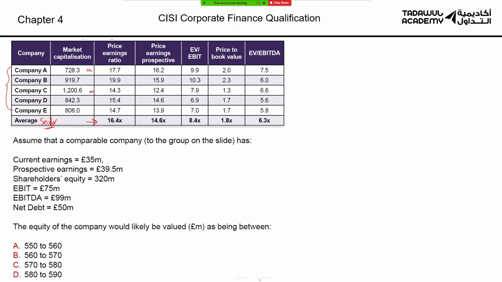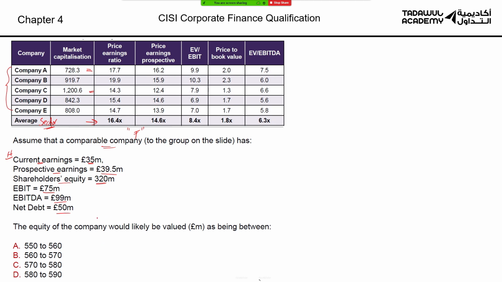So here's a quick question. Assume that a comparable company, in this case let's call it company F, to the group on the slide, has the following earnings. Company F has historical earnings of 35 million, and these are the prospective earnings. Shareholders' equity is 320 million, which is the book value. Then EBIT, EBITDA, and net debt.